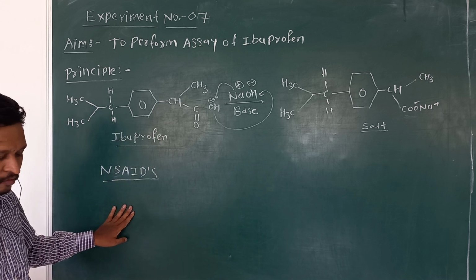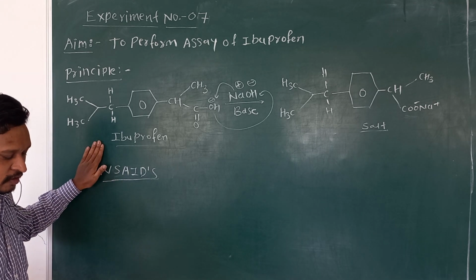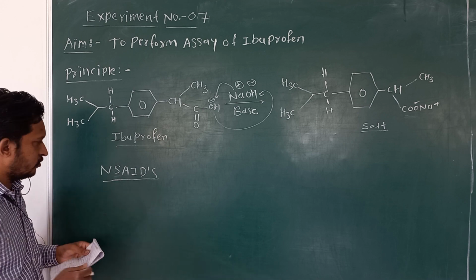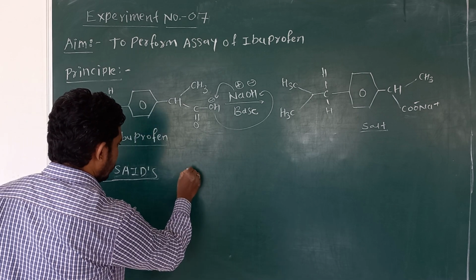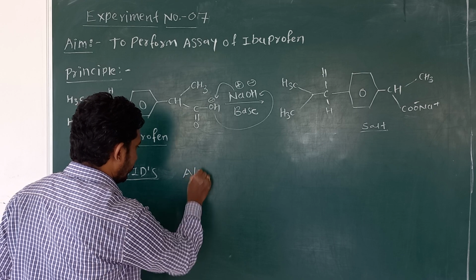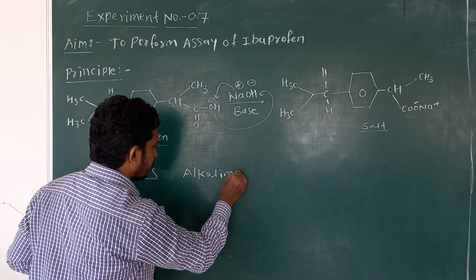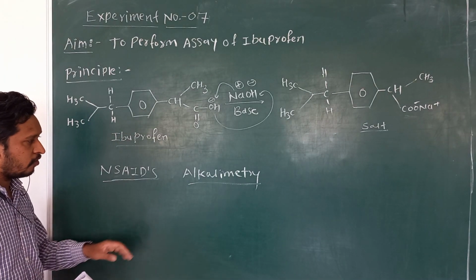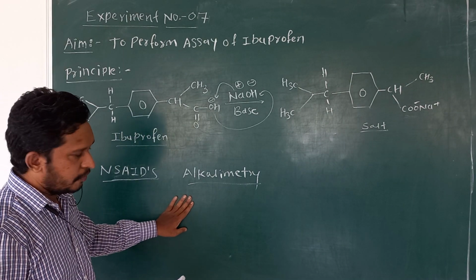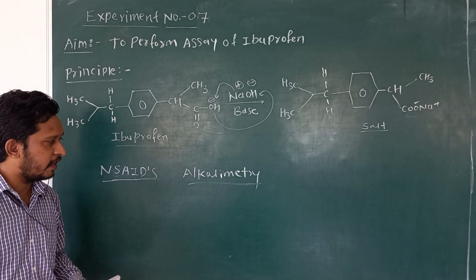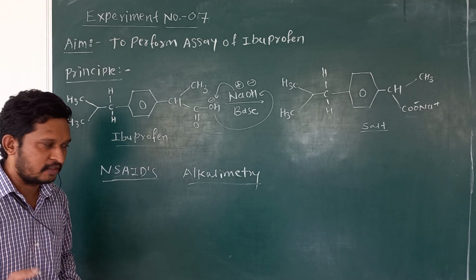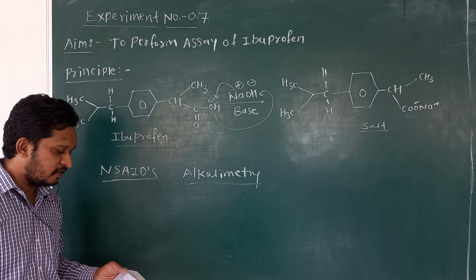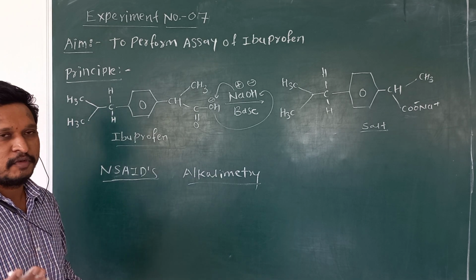Now, it is weakly acidic in nature, so that's why it is estimated by alkalimetry. Alkalimetry means a titration method in which we are using the acid base reaction. In alkalimetry, an acid base reaction takes place.